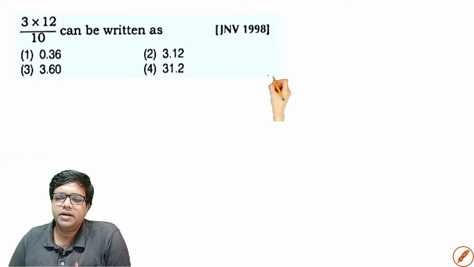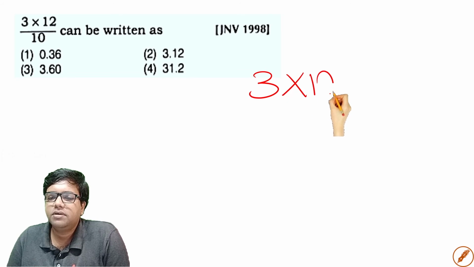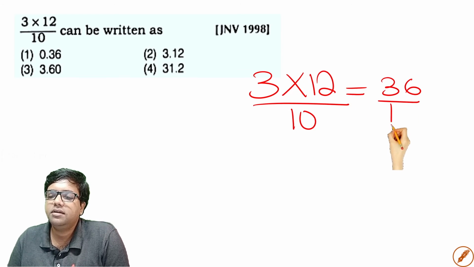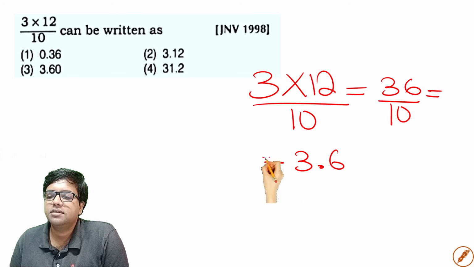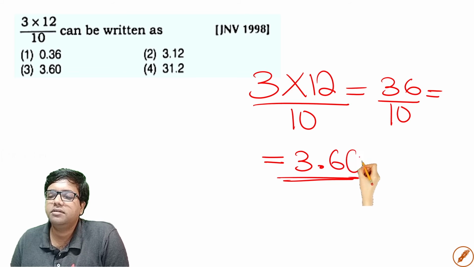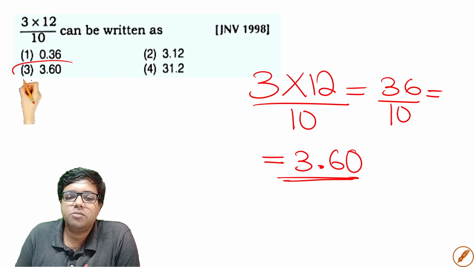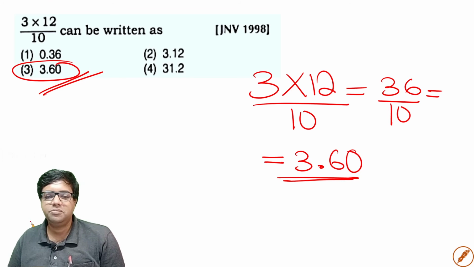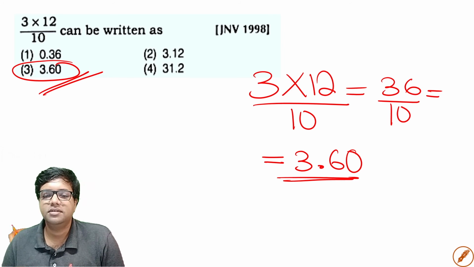3 into 12 by 10. 3 into 12 by 10 will be equal to 36 by 10, which is equal to 3.6, and you can even keep a 0. Option 3 is the right answer here.